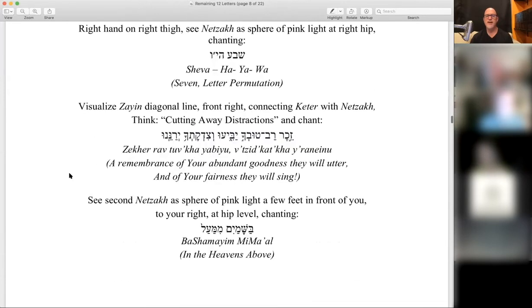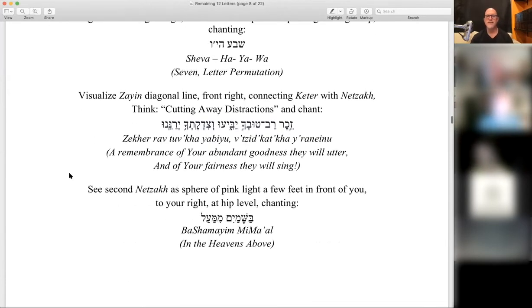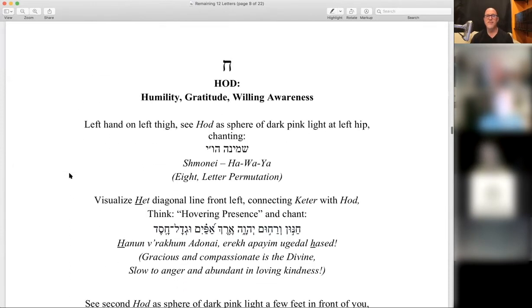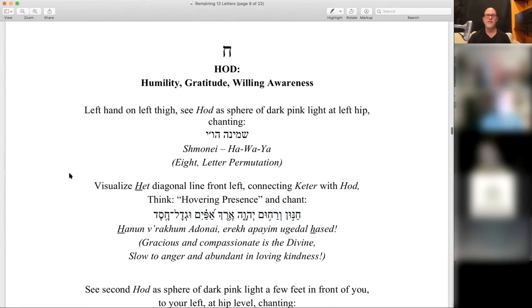Yiranenu. And bringing the second Netzach visualization, light pink in front of you at hip level. Bashamayim. Mima'al. Bringing left hand to left thigh, seeing the Hod, the Sphera of Hod as dark pink light at your left hip. The energy of humility and gratitude.